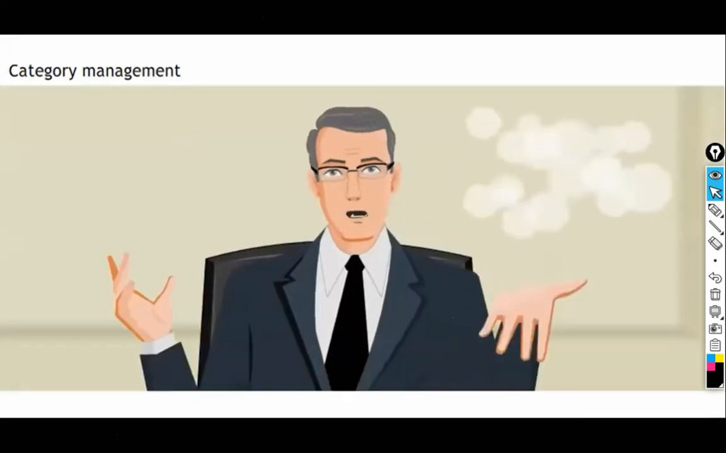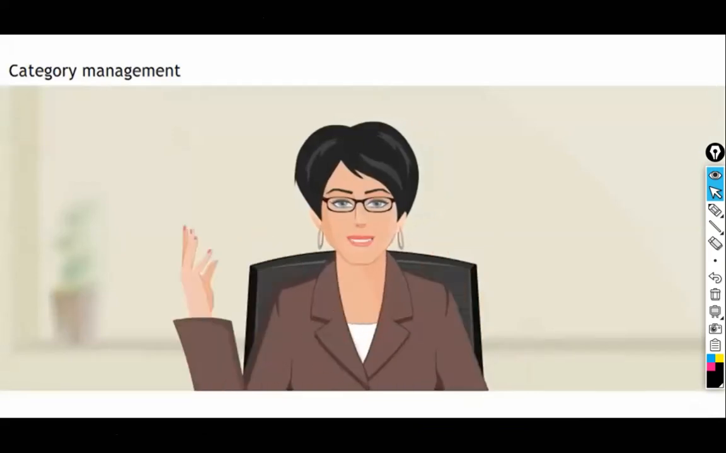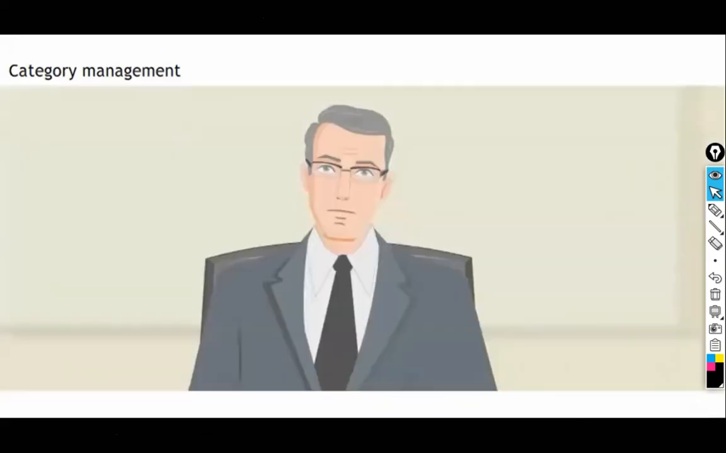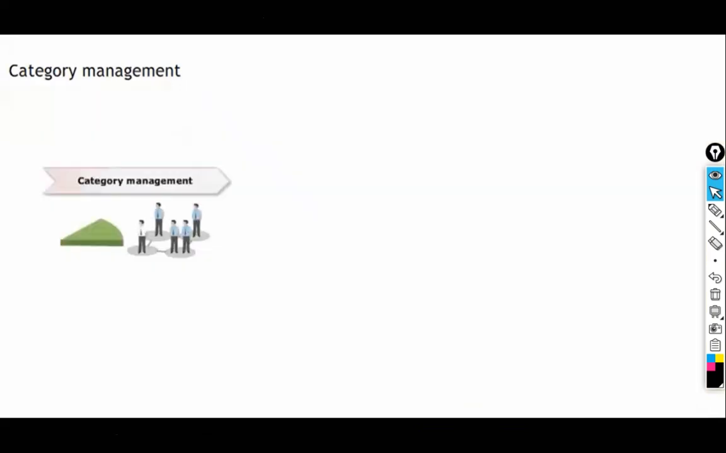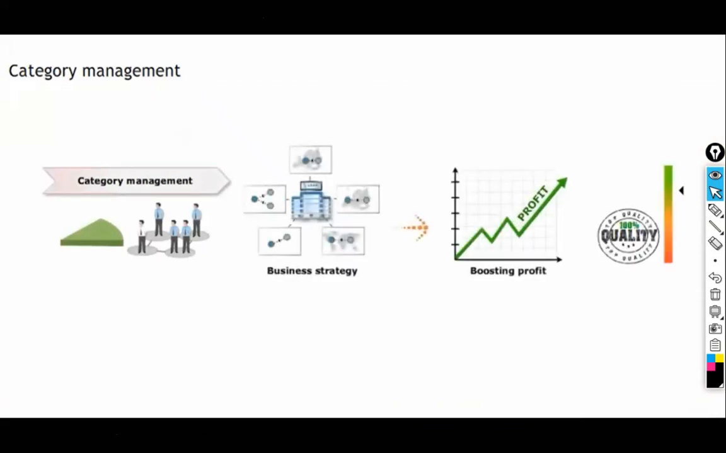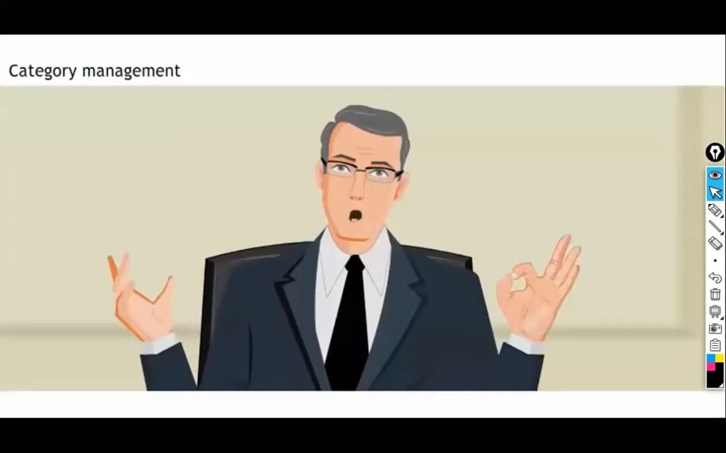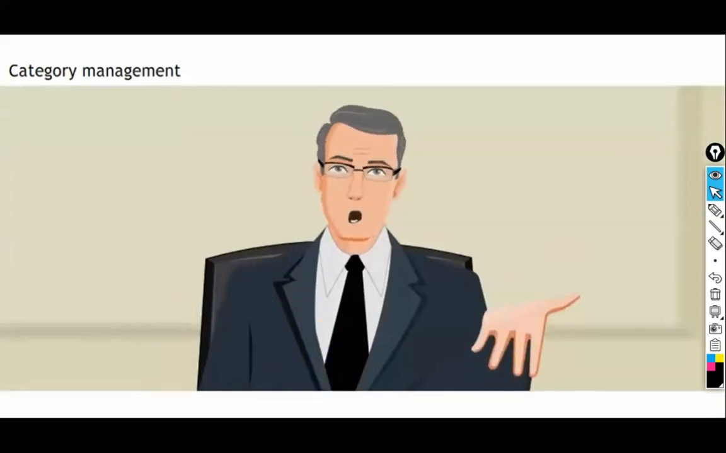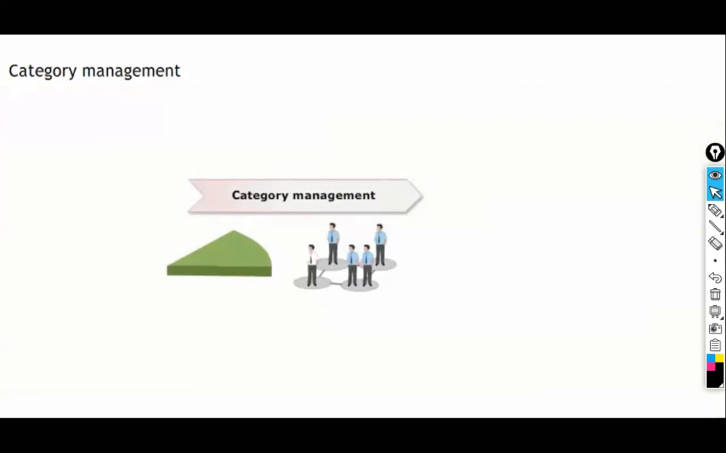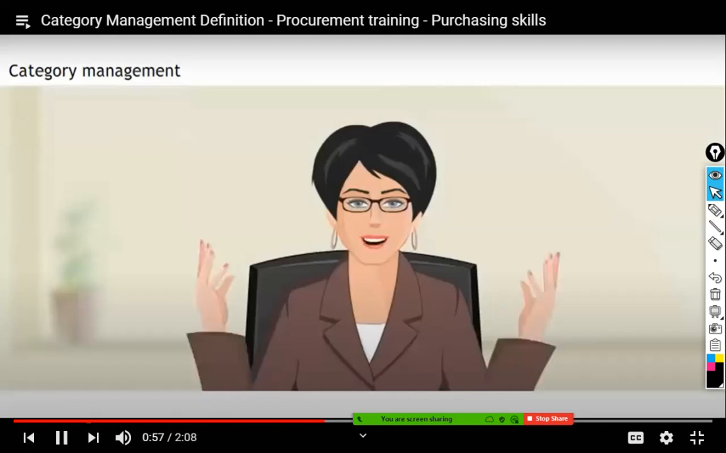Hi Anna, so have we saved 85 million? Not yet, Paul. As you remember from our previous meeting, we had decided to implement category management. Exactly. Category management will contribute in achieving our business strategy to boost profit without compromising quality. So, what do you have for me? I have worked on a plan. Okay, that sounds good. If I remember correctly, category management involves managing individual categories as if it were a business unit. That is right, Paul.